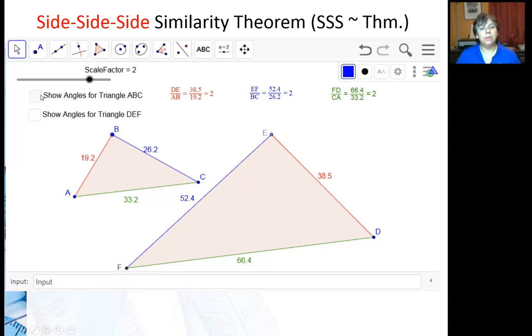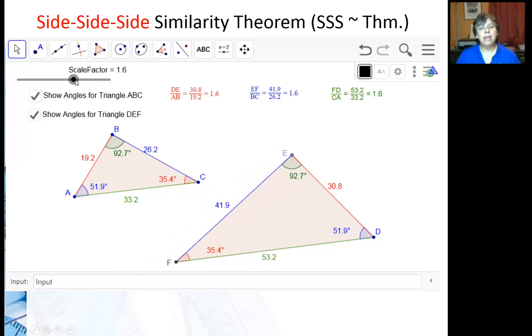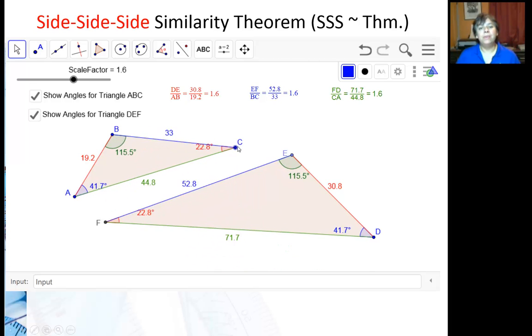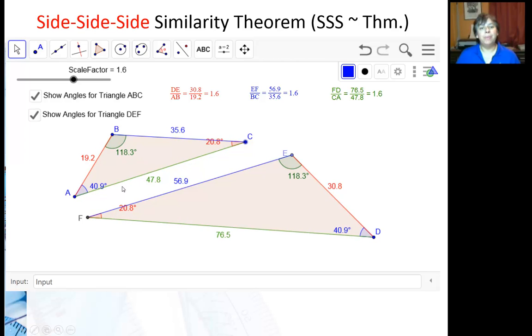But are all the angles congruent? So let's take a look. Here are the angles I'm getting on the first triangle, and here are the angles I'm getting on the second. So the red angles match, the green angles match, and the blue angles match. So it looks like all three sets of corresponding angles are congruent if all the sides are proportional. And you can see I can change the scale factor and the angles are still congruent. I can even change the angles and they still match. So we can conclude that all of the angles are congruent if all the sides are proportional.